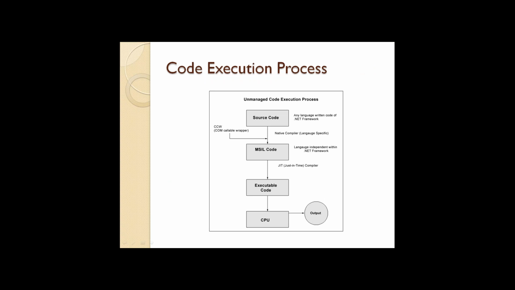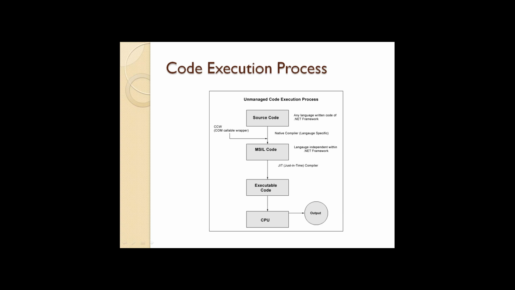The code execution process. For example, as a C# developer we write code in C#, and as a VB.NET developer we write code in VB.NET. Then we run the program, we execute the program, and the output will come. From code to output, what execution process is going on? We should know this execution process.